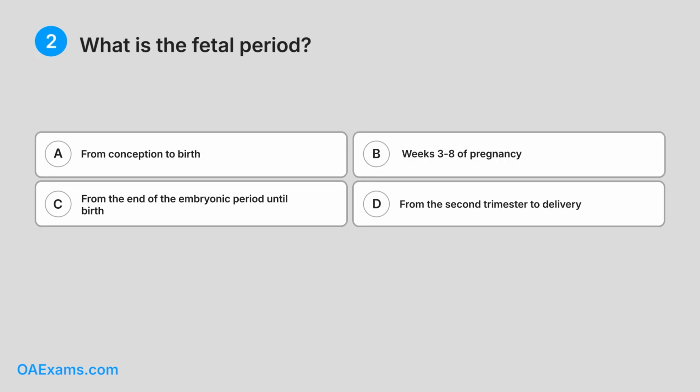2. What is the fetal period? A. From conception to birth. B. Weeks 3 to 8 of pregnancy. C. From the end of the embryonic period until birth. D. From the 2nd trimester to delivery. What do you think is the answer?